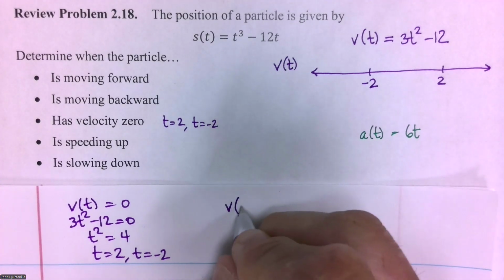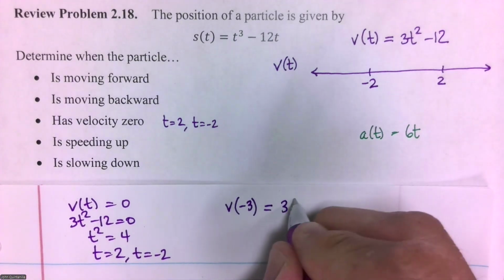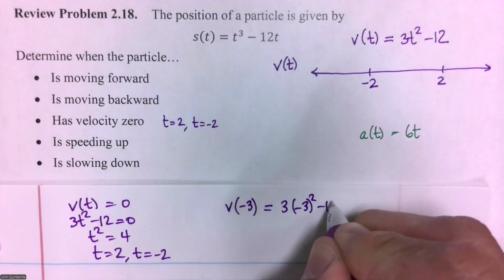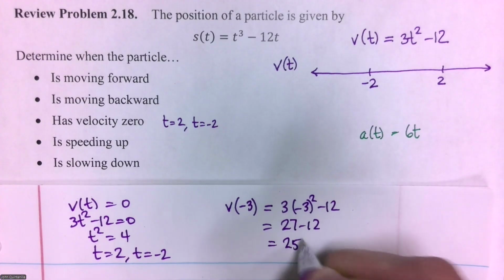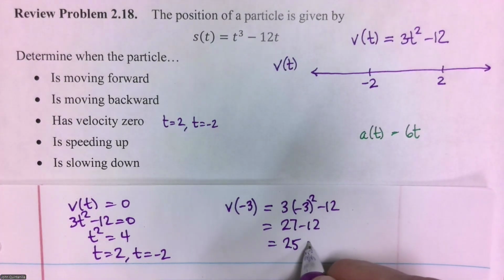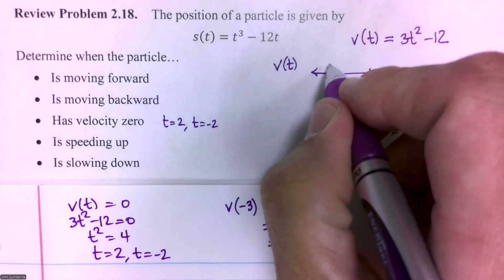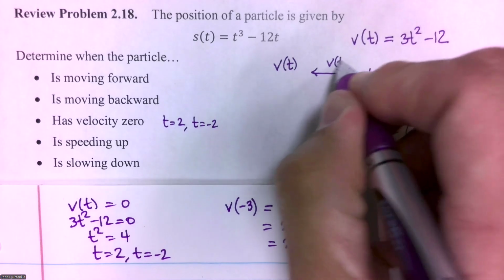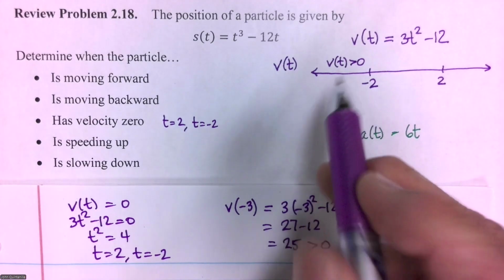If I plug in, say, negative 3, I would get 3 times negative 3 squared minus 12, which is 27 minus 12, or 15. The number 15 is not important. What is important is that it is positive. And so the velocity is going to be positive in this region where I'm just to the left of negative 2.